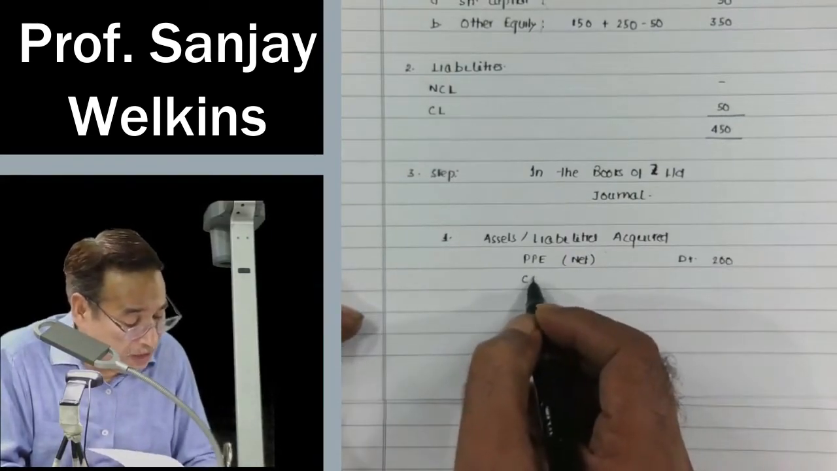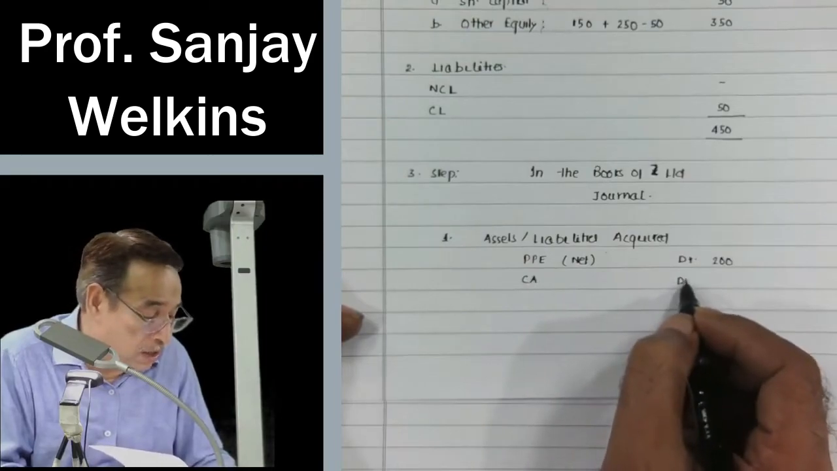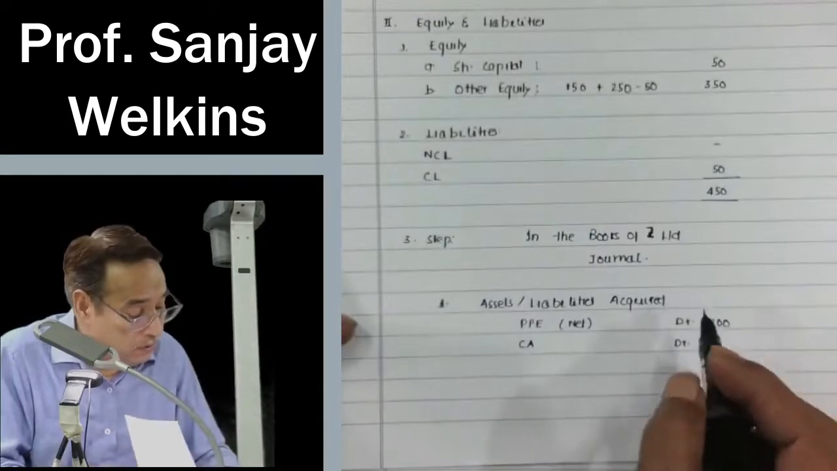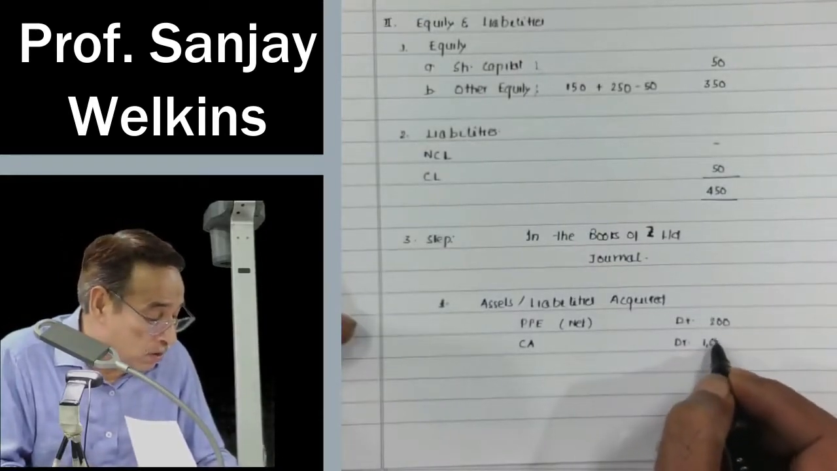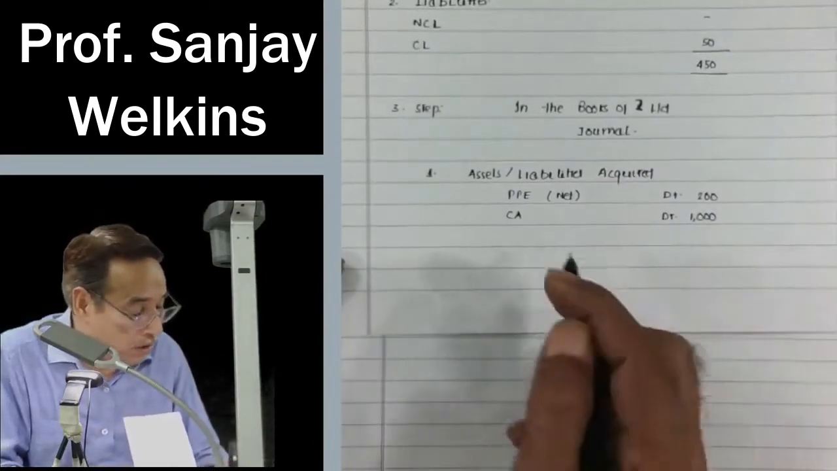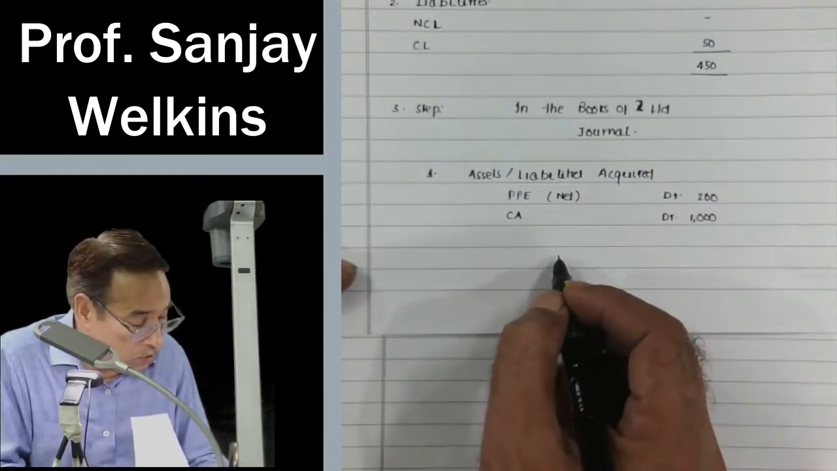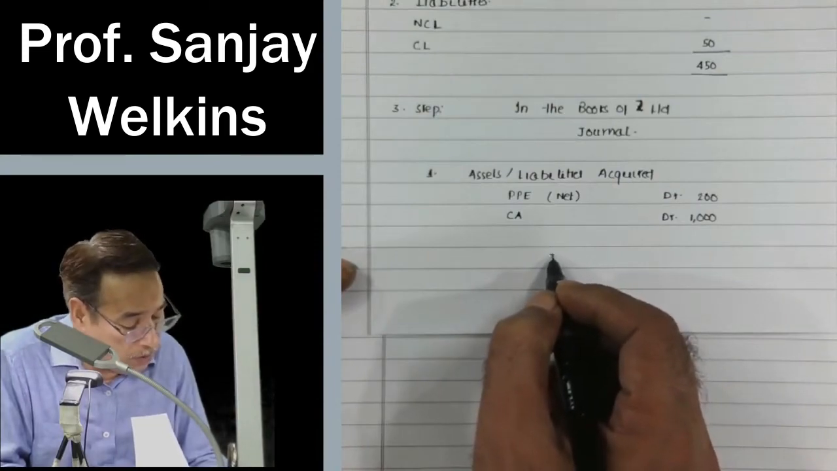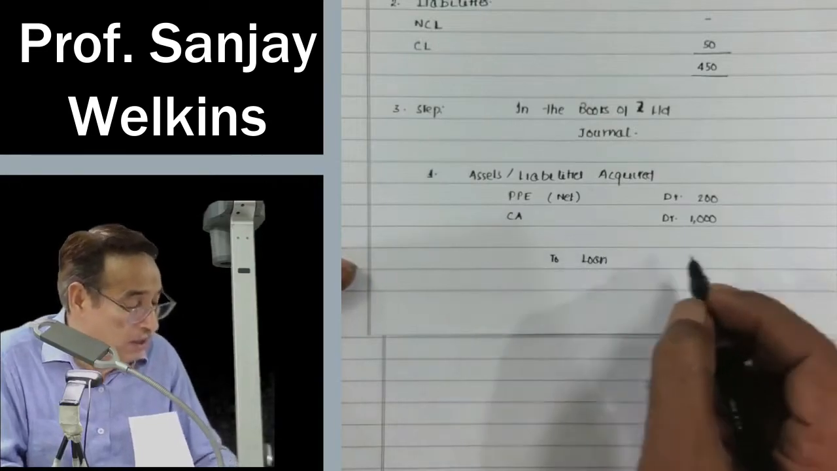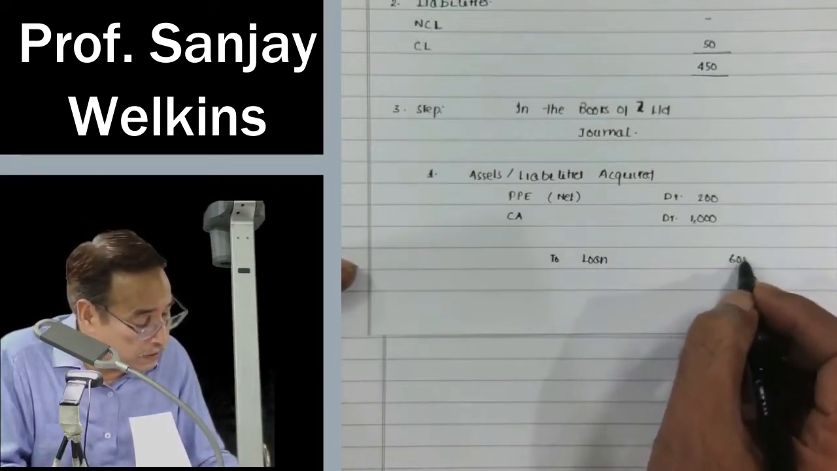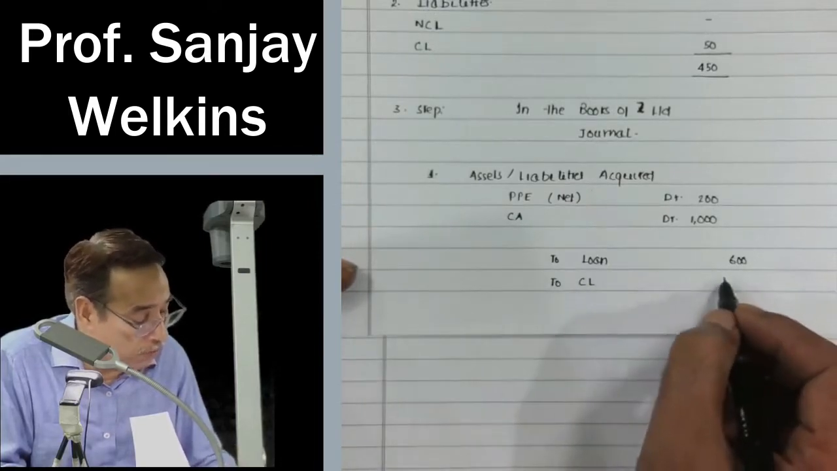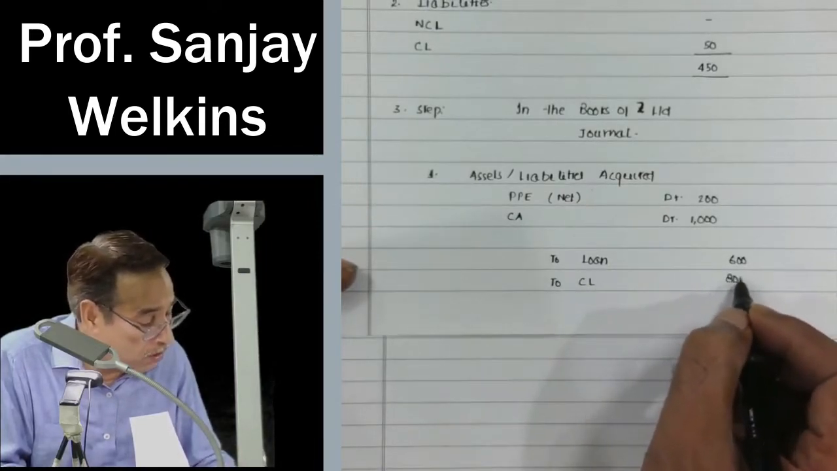Then current asset they have taken, current asset account debit, current asset is 1000, so I will write here 1000. Then they have assumed our liability also, so I will write here to loan, they have taken loan worth rupees 600, they have taken our current liability to the extent of 800.